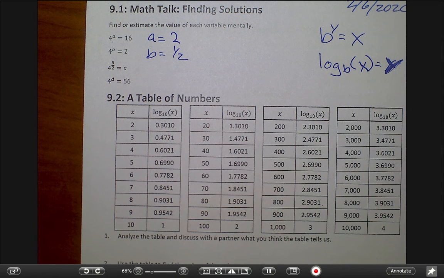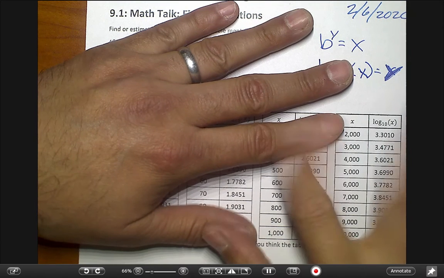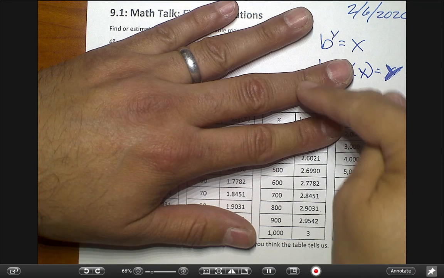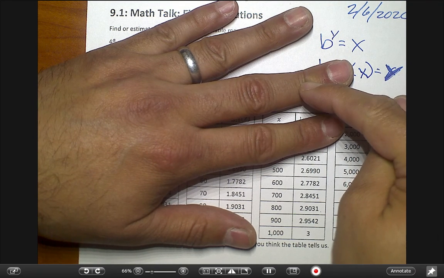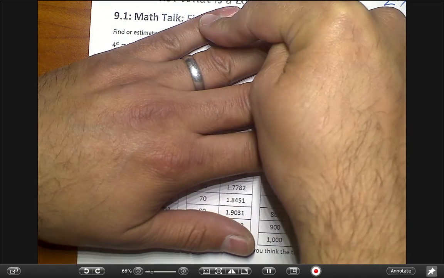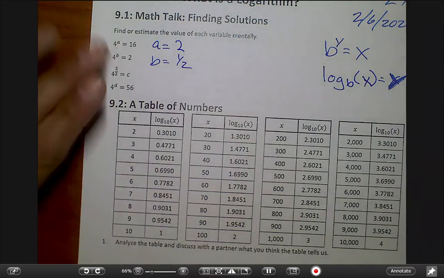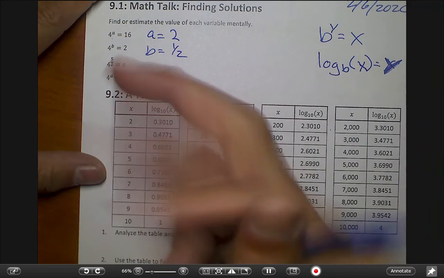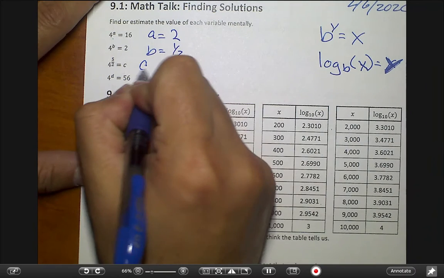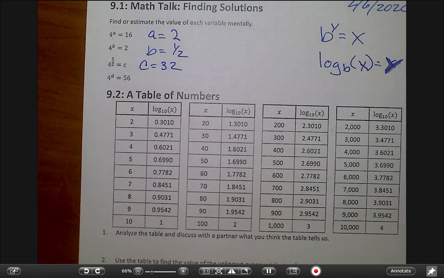Okay, if you want to do to the 5th power, it's like this. 2 times 2 is 4. Times 2 is going to be 8. Times 2 again is 16. And then 16 times 2 is 32. So that's 5 2's multiplied together. All right, so we get C is 32.